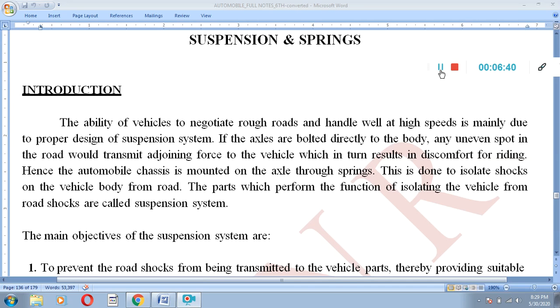Now, the next part of this module is the suspension and springs. So why are suspensions required? You'll understand here that the ability of a vehicle to negotiate rough roads and handle well at high speed is mainly due to proper design of the suspension system. Only because of proper design of the suspension system is it possible to handle the vehicle at high speed and on rough roads.